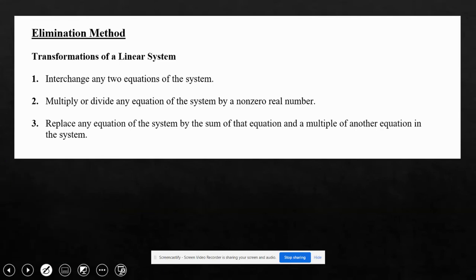Welcome back, everybody. We are still on section 5.1. We're on the next page, the elimination method. A few reminders about the elimination method.